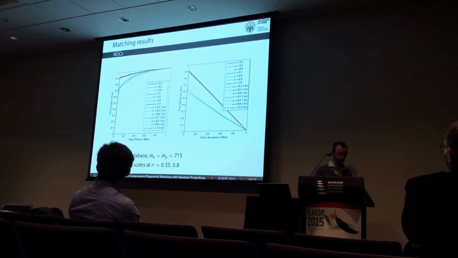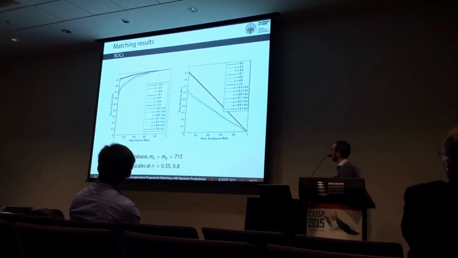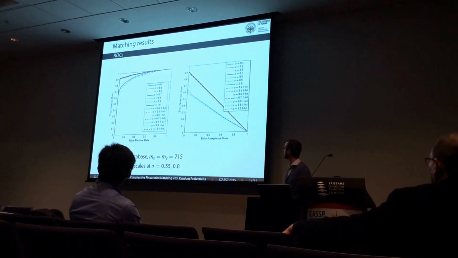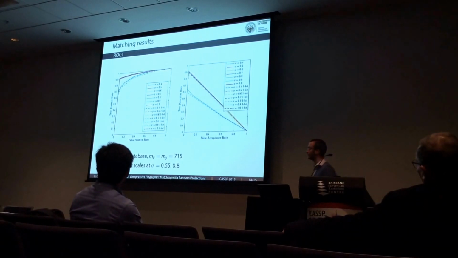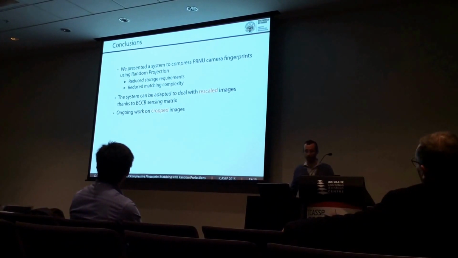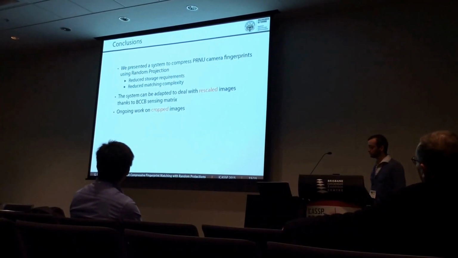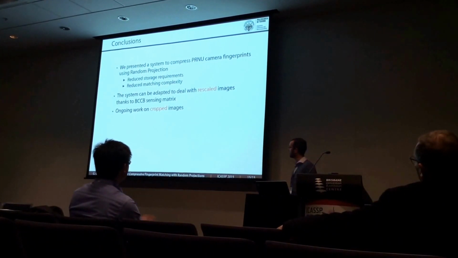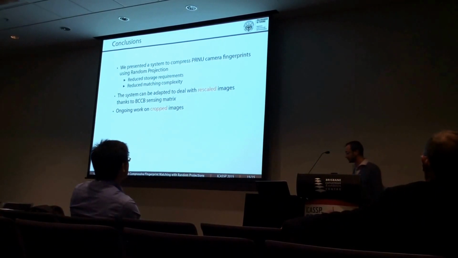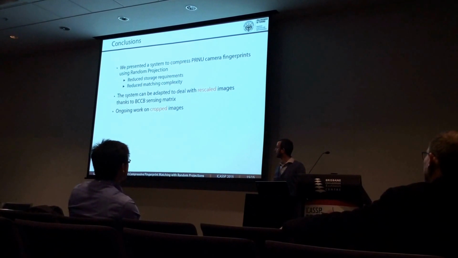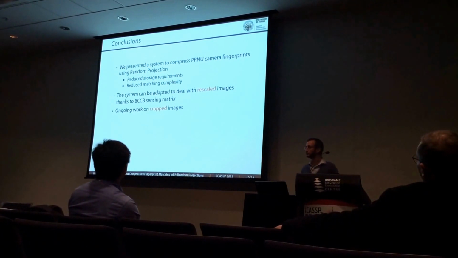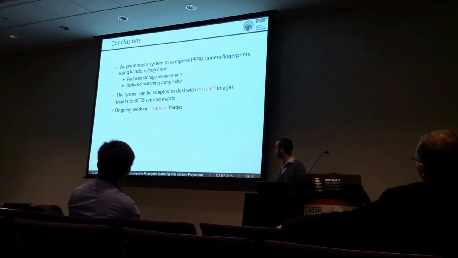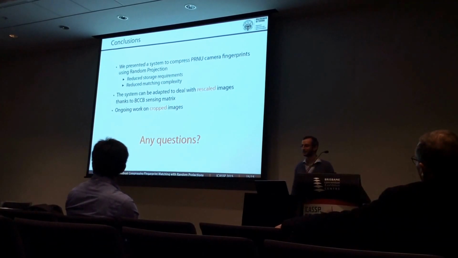These are the receiver operating characteristic curves for this redundant setup, and we can see that apart from the smallest scales, all the other ones perform pretty close to the unscaled ones. So to conclude, we presented a system which allows us to compress the PRNU fingerprints of cameras using random projections, and this allows us to reduce the storage requirements and the matching complexity of the system. We also proposed a method to deal with rescaled fingerprints. Our ongoing work is to deal also with crop, which is another quite common operation. And this is it. Thank you.